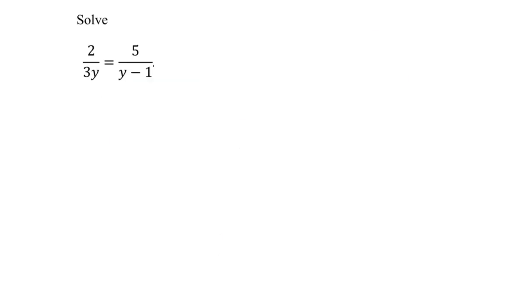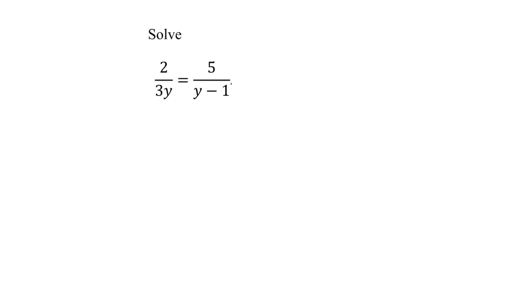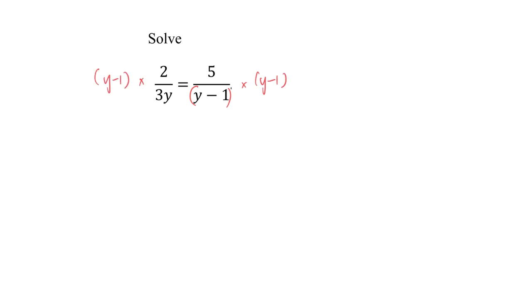Hello everyone, welcome to this part of the problem where we are required to solve the following equation. Well, I see there is a denominator, so this is what I usually do. I'm going to multiply by y minus 1 on both sides, because that will allow me to divide off the denominator at my right side of the equation. I would also multiply by 3y on both sides, because that would enable me to divide off the denominator on the left side of this equation.